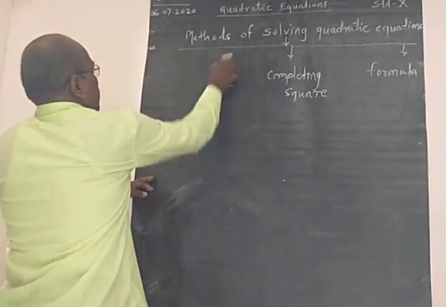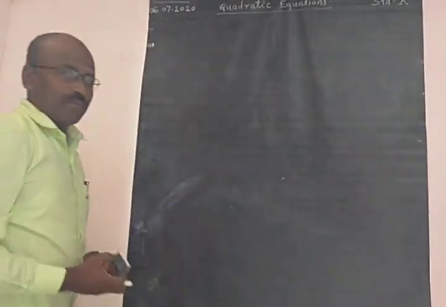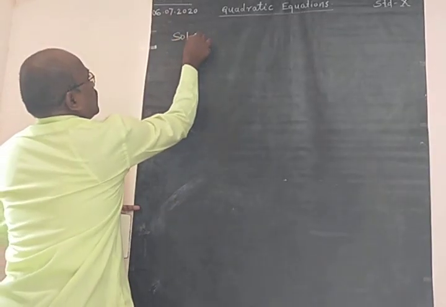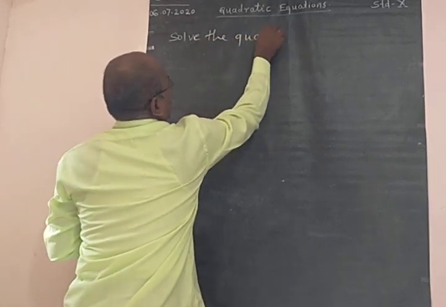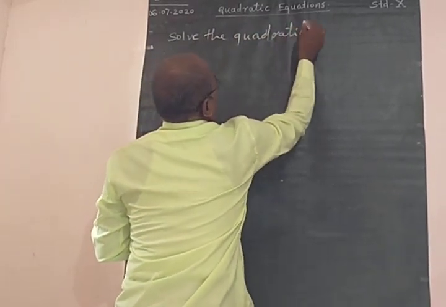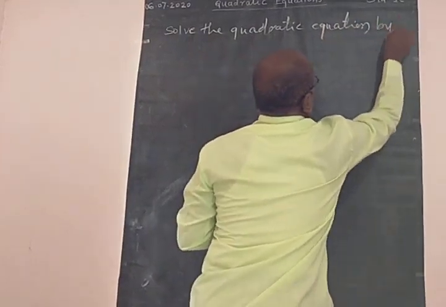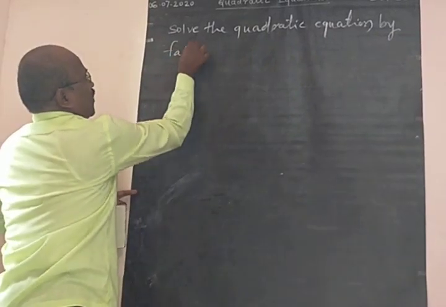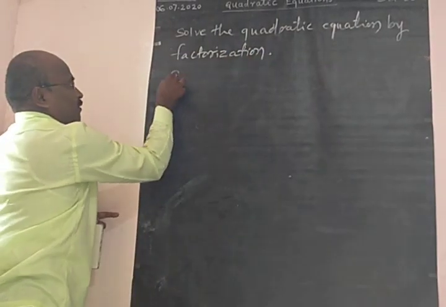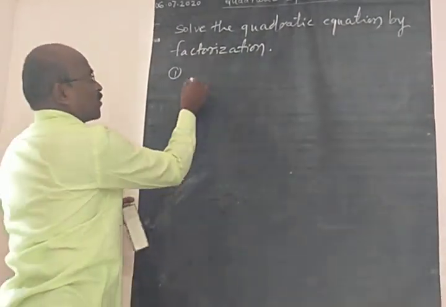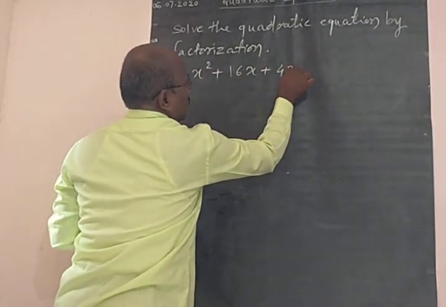So we have to take some examples by factorization method. Solve the quadratic equations by factorization method. Take the first example as x square plus 13x plus 42.